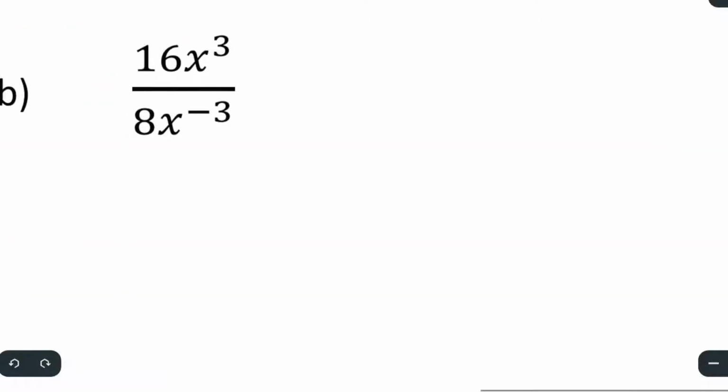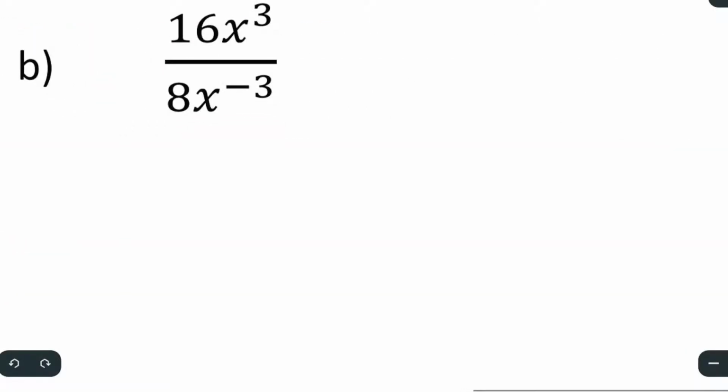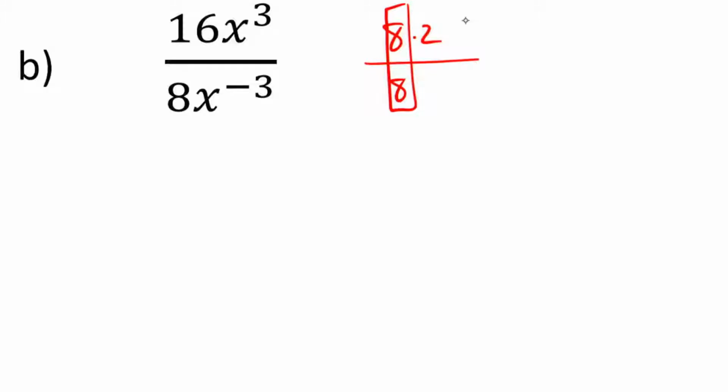Let's look at part B. One of the things I see in B is that there's a common factor here, right? And I can write this out. I've got 16 is 8 times 2, and in my denominator I've got an 8. So there is a giant 1 in the form of 8 over 8. The rest of the problem, then I've got x to the third power, and then down below I have x to the negative third.